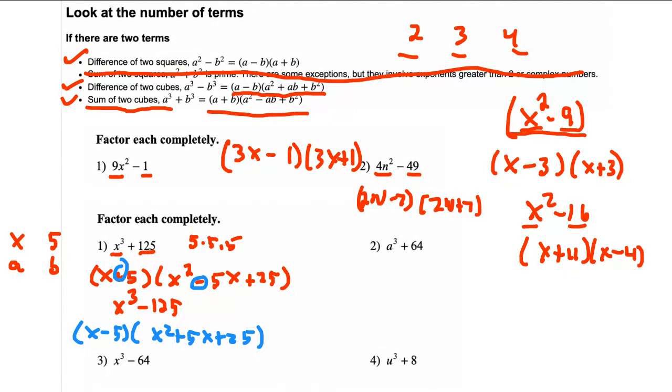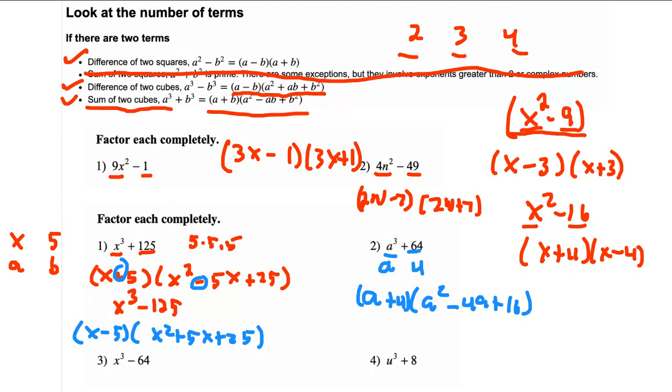So in this problem, the cube root of a cubed is a. The cube root of 64 is 4. So if I was going to do this, my answer would be a plus 4, and then a squared minus, and then multiply these two together. So that's 4a plus this number squared. Boom, done. That's it. That is cubes.